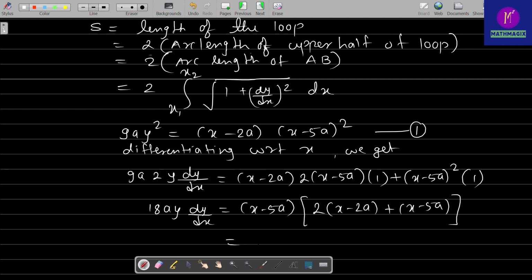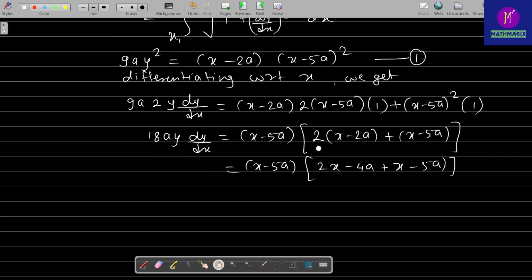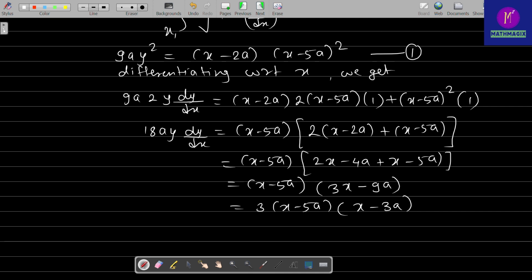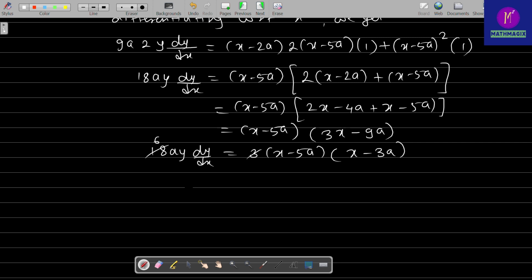The remaining terms are 2(x − 2a) + (x − 5a). So this is equal to (x − 5a) multiplied by (2x − 4a + x − 5a). After solving this, we get (x − 5a)(3x − 9a). I can take 3 common from this bracket, so we get 3(x − 5a)(x − 3a). And here we have 18ay dy/dx, so we get dy/dx = (x − 5a)(x − 3a) / 6ay.